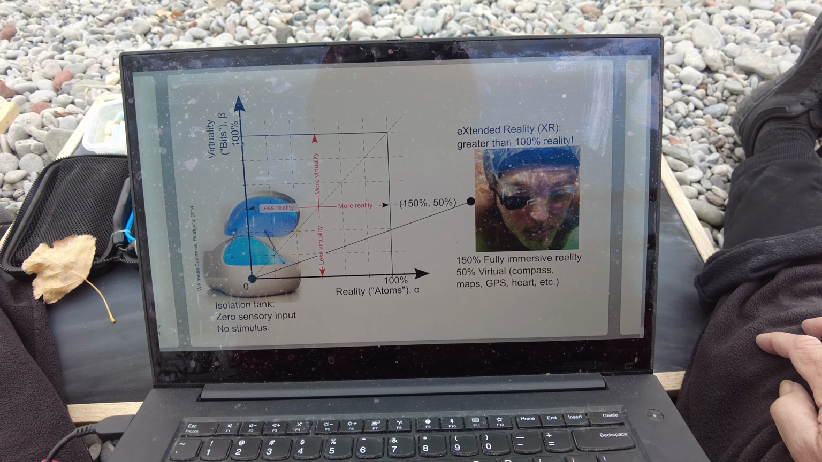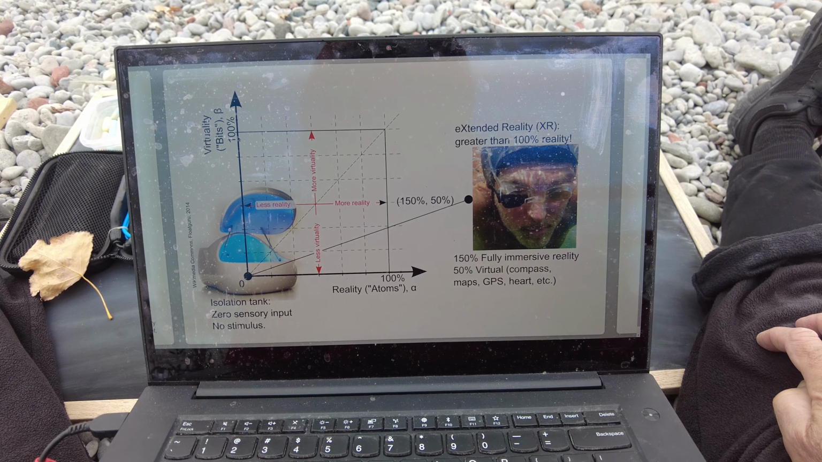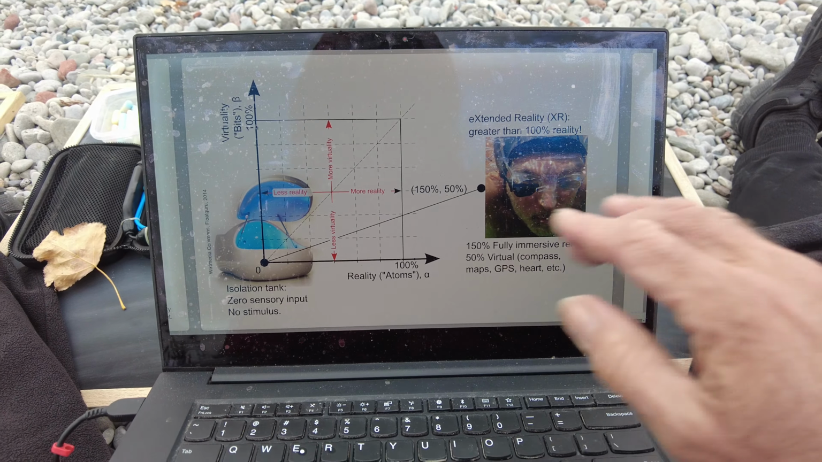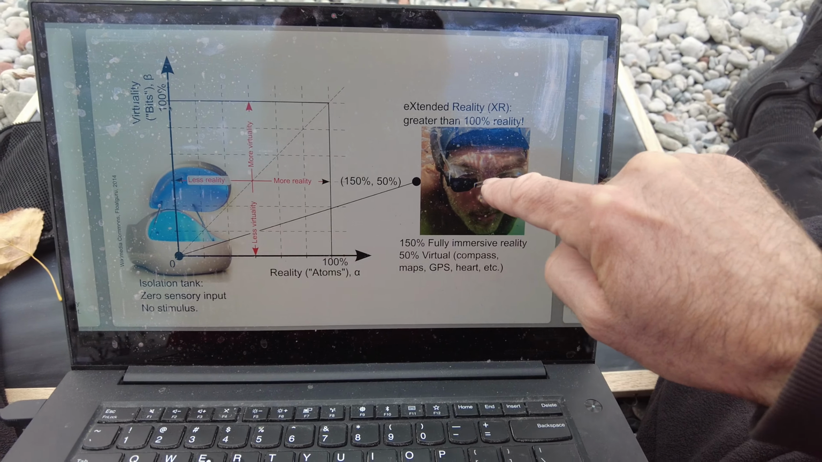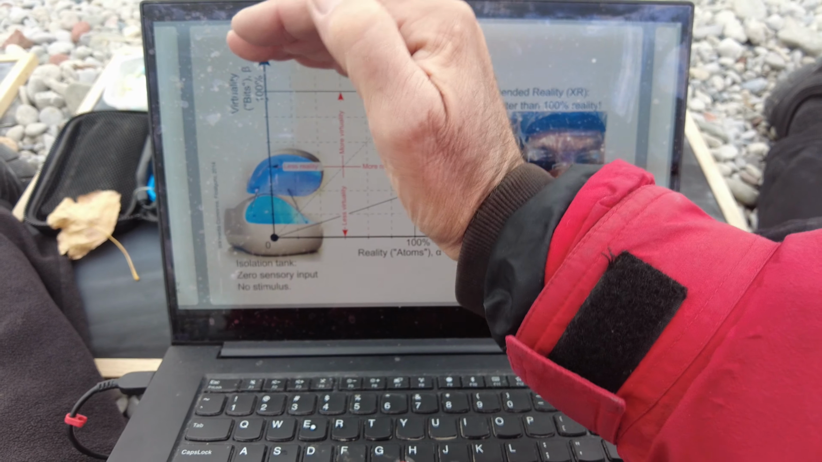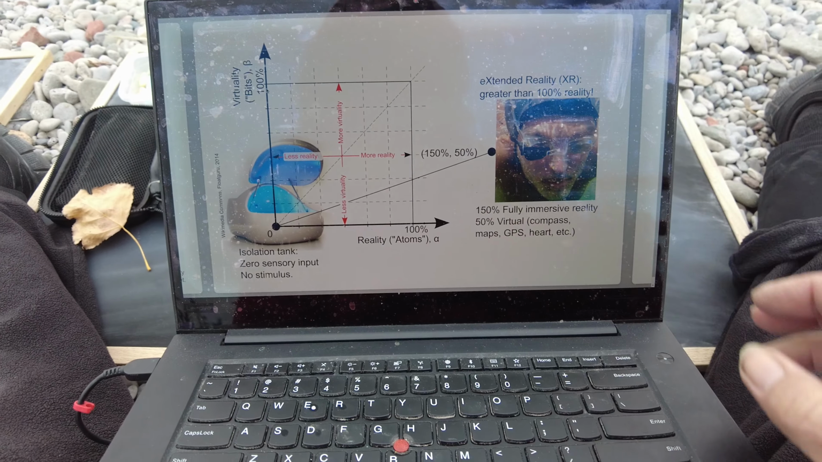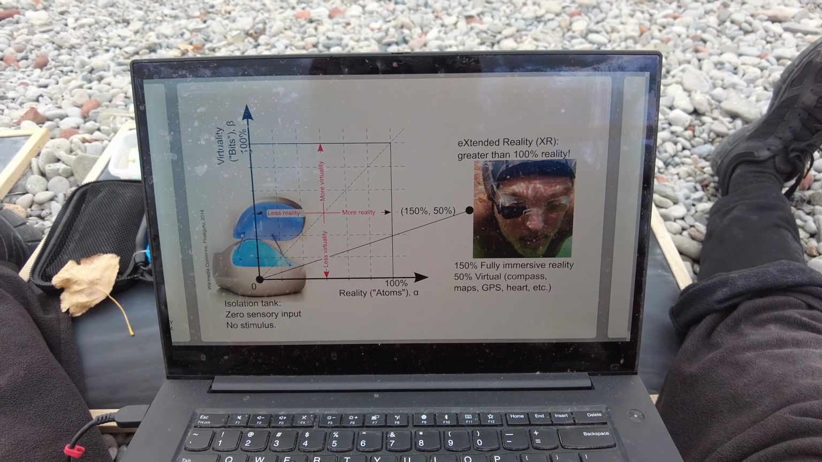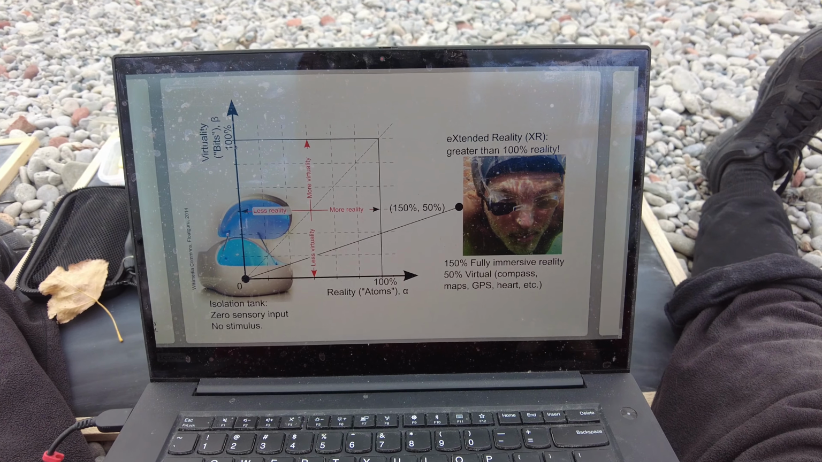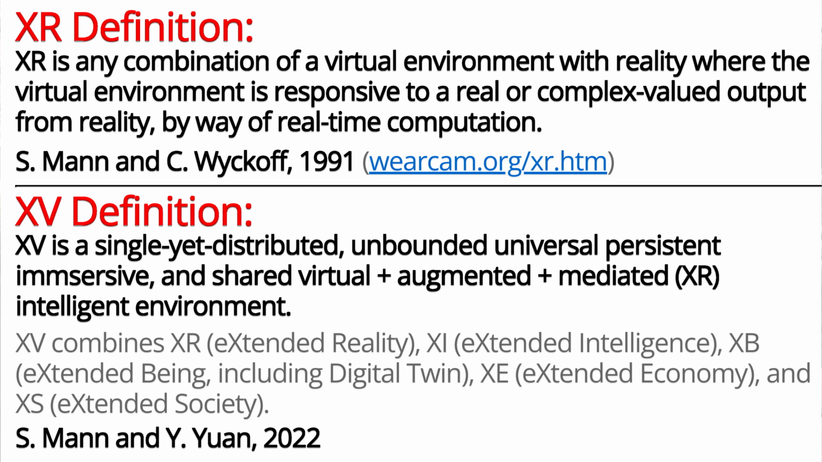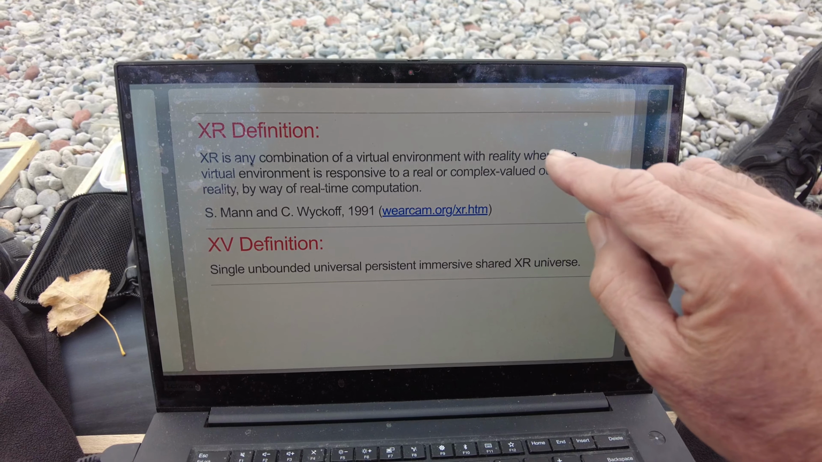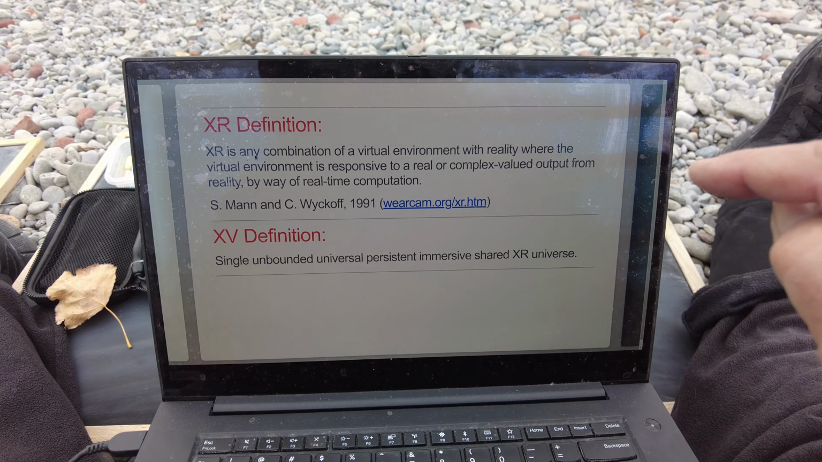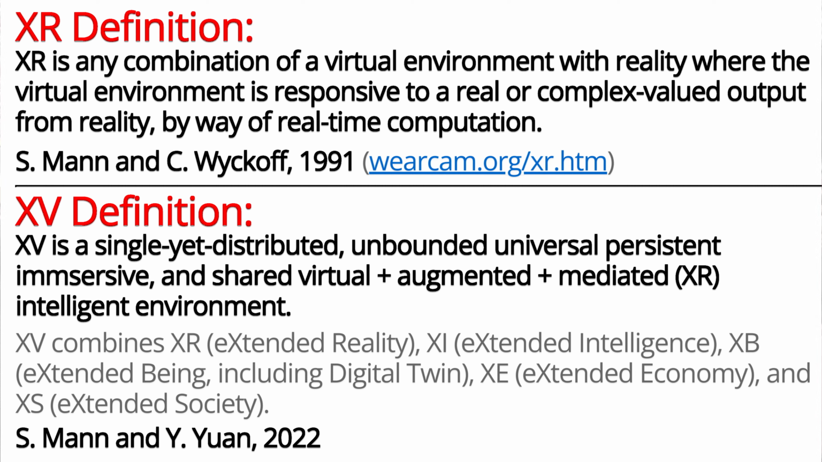With safety information, overlays, GPS map, compass, heart, and so on. So you come from the origin way out past what the four realities would normally give you. And that's kind of the goal of XR, or one of the goals of XR, is to be able to navigate these other spaces. So XR is any combination of a virtual environment with reality where the virtual environment is responsive to a real or complex valued output from reality by way of real-time computation.